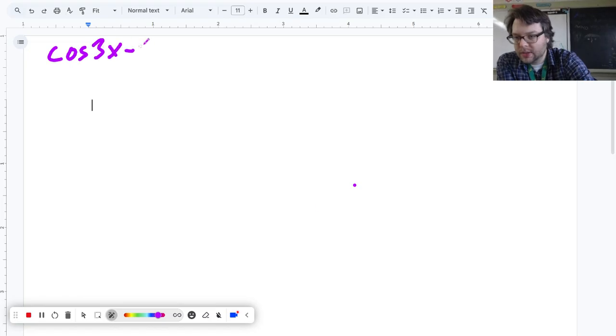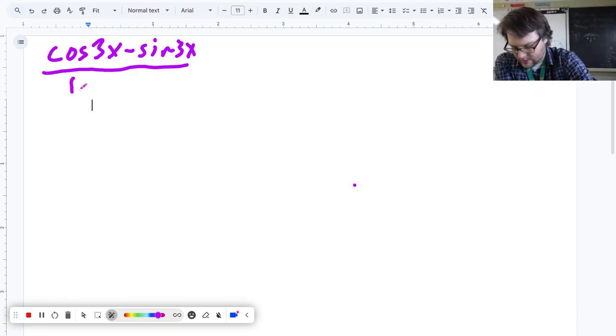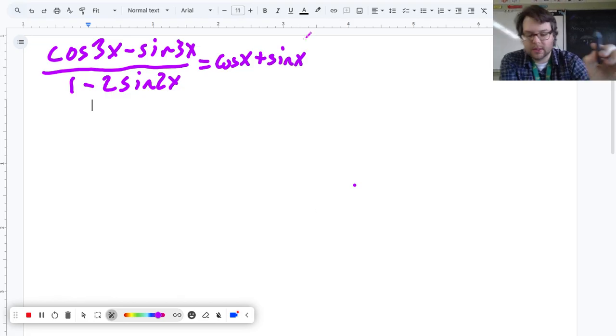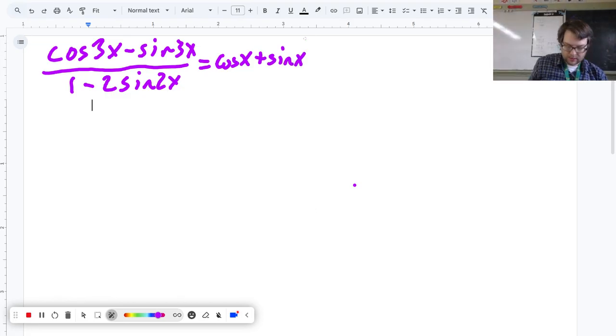Cosine 3x minus sine 3x divided by 1 minus 2 sine of 2x. And somehow we're supposed to prove that all of that ends up being cosine x plus sine x. So what I'm going to do is just use a couple of the formulas that we know.